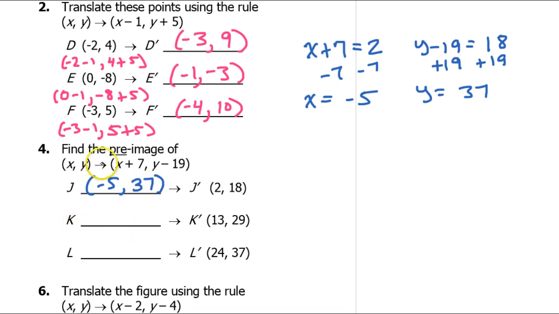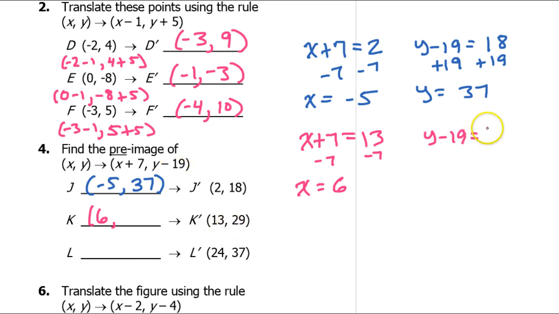Let's do the same thing for point K. The x plus 7 part must equal 13. Subtracting 7 from both sides, that's going to give me x is equal to 6. So the 6 goes right here. Similarly, the y minus 19 part must equal 29. So I'm going to add 19 to both sides. So that's going to give me y is equal to 48. So that 48 goes right here.